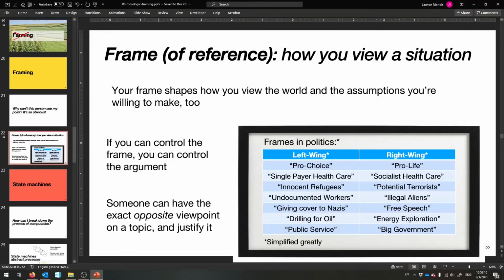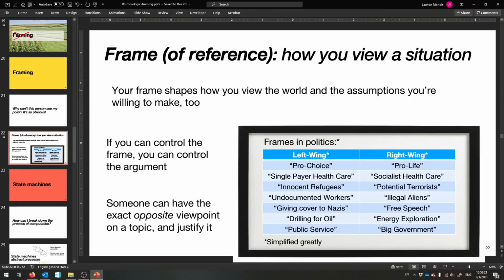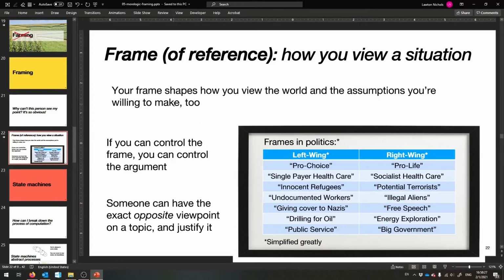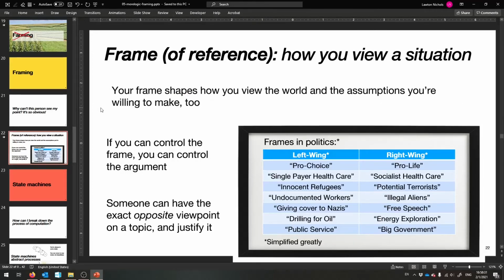So the frame that you're thinking in, the frame that you grew up in, and that you've been taught to think inside of, it shapes very much how you view the world and all the assumptions that you're willing to make. So note the word willing. Like, you're not required to make any assumptions, but you have to be willing to make them. Okay? And this is sometimes called your worldview.